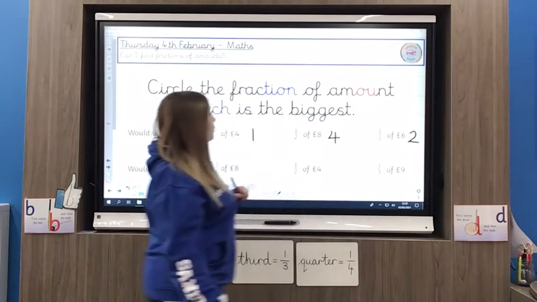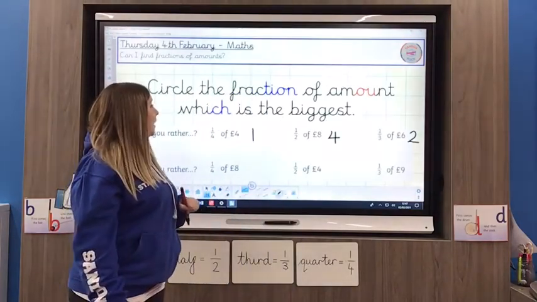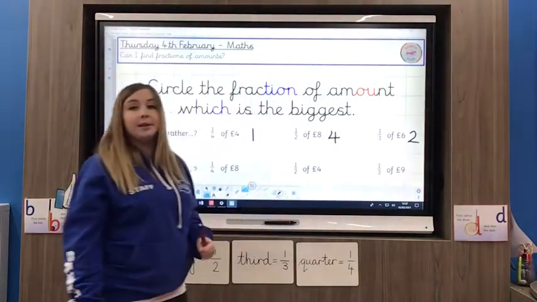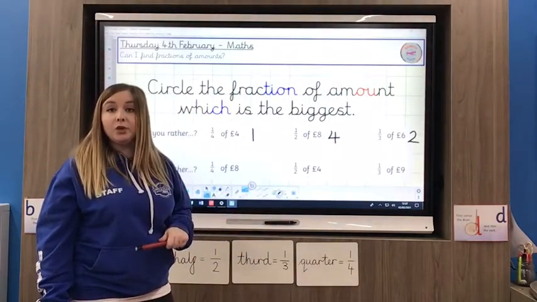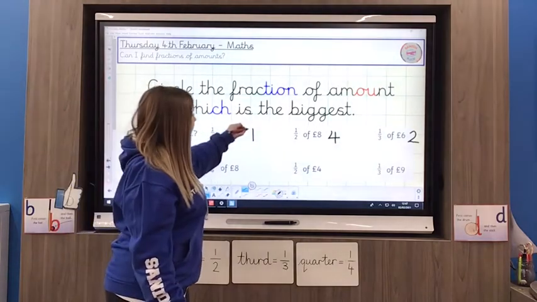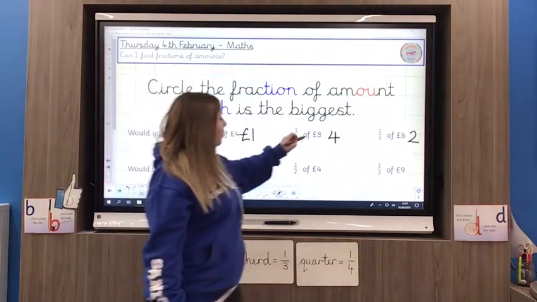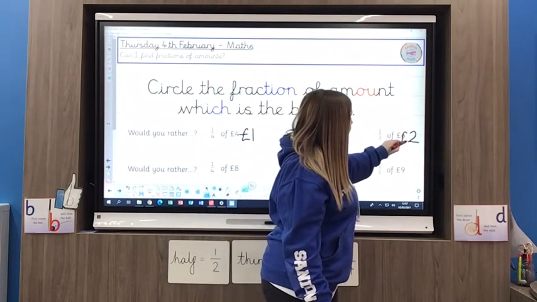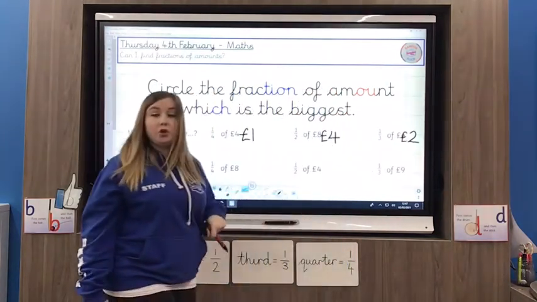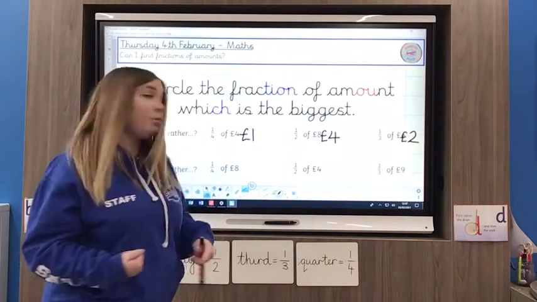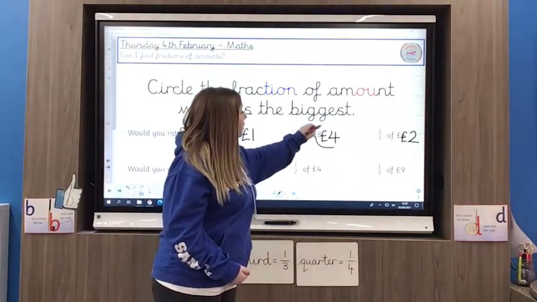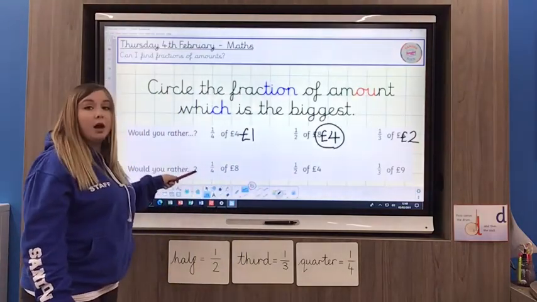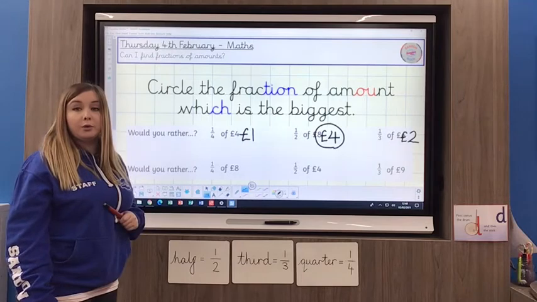And now it's asking you to circle the fraction of amount which is the biggest. So which of these is the biggest? Because it's asking you to think about money. And if these were amounts of money, so if that was £1 or £4 or £2, which would you prefer? We'd want the biggest, wouldn't we? So we would circle this one. Have a go now at the bottom one on your own.